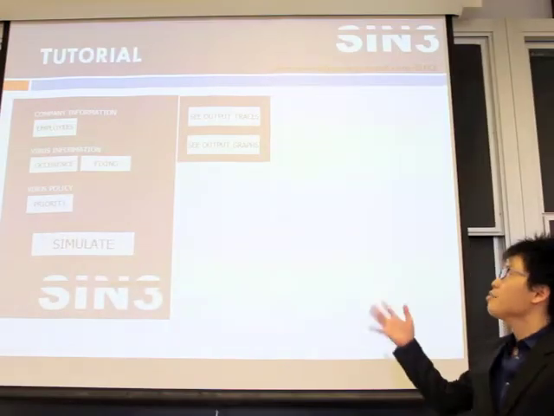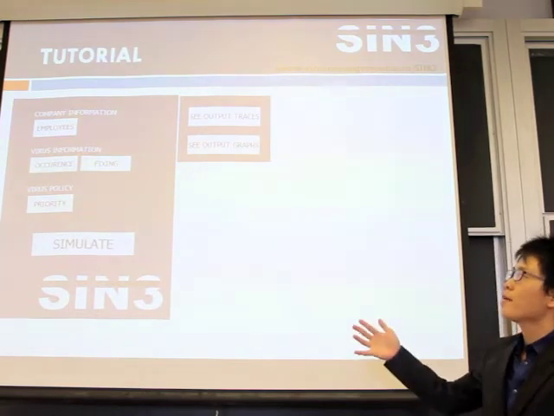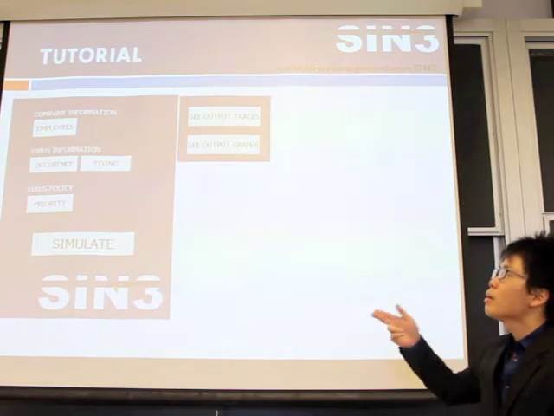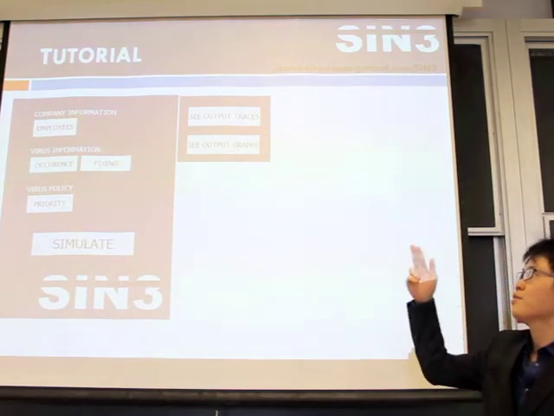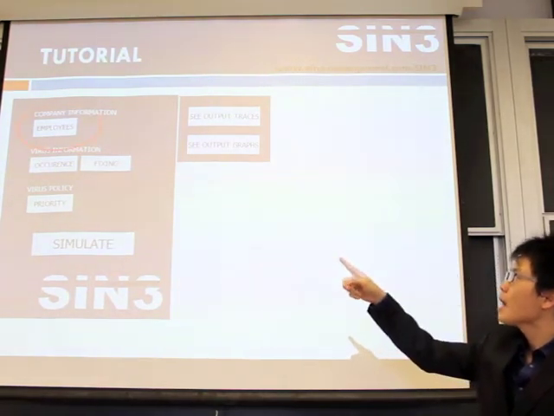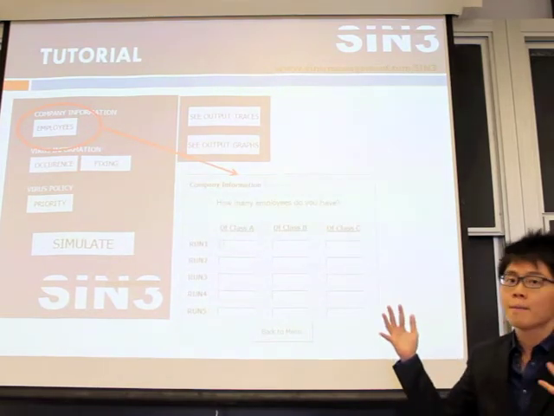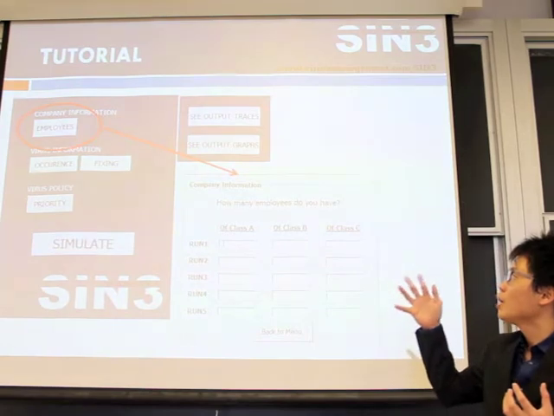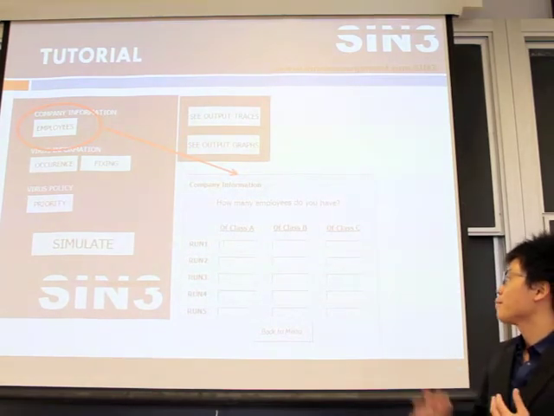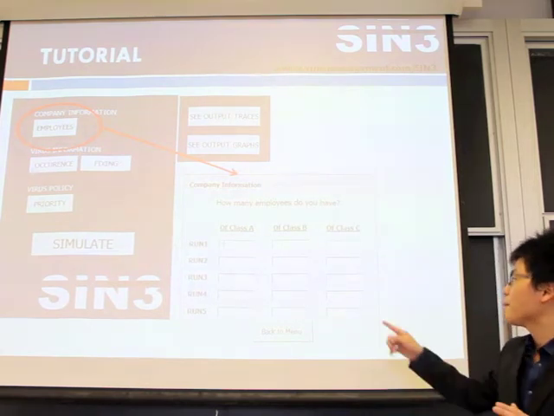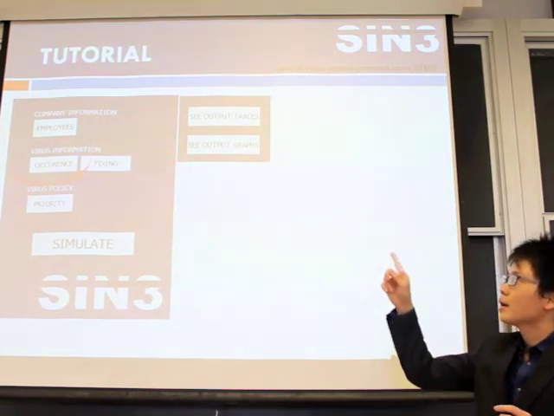Okay, so here is what our interface will look like. We have three parts: company information, virus information, and virus policy. So first, you need to fill in the company information. Click the employee button, and then this form will appear, and you need to fill in how many employees are working on each class of virus. Once you finish filling in the employee numbers, click back to menu, and then you fill in the virus information.